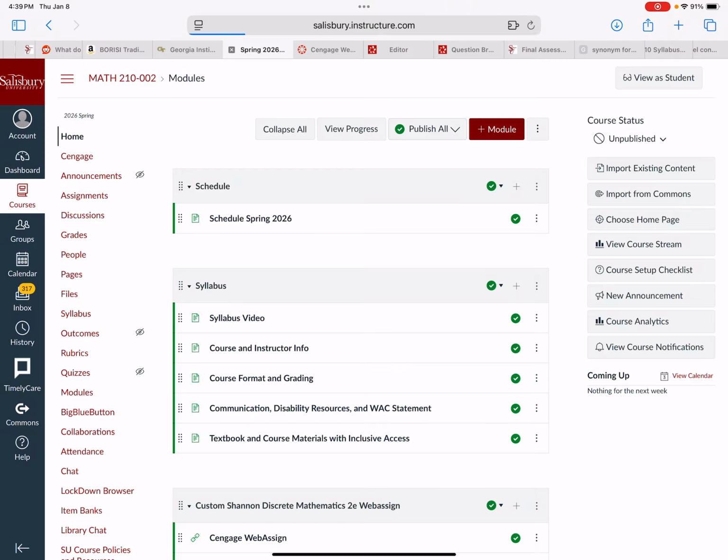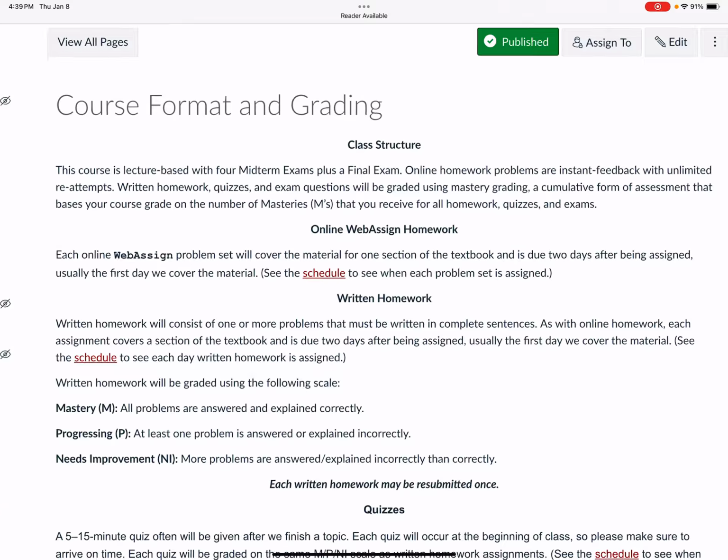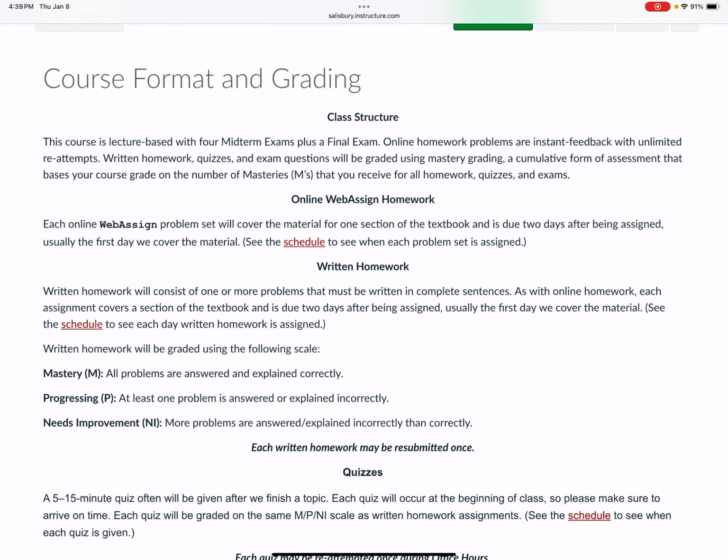All right, let's go back to the course format and grading. So that's the deal with online homework. Online homework is due 2 days after it's assigned. You can check the schedule to see when. Written homework, same deal, due 2 days after it's assigned, but it's not online. You write answers to the problems in complete sentences and turn them in.